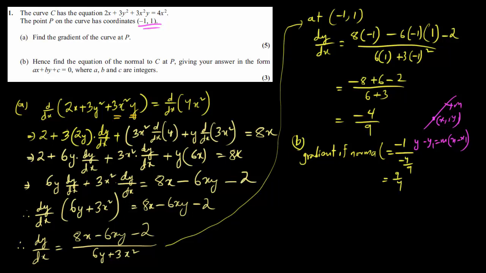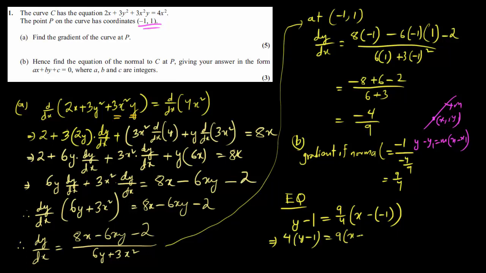That is the gradient of the normal, and the equation would be y minus y1, which is 1. So the x coordinate is minus 1, y coordinate is 1, equals the gradient, which is 9 by 4, times x minus x1, which would be x minus minus 1. Now we have to express the answer in a particular format, so we need to simplify. Let's cross multiply. 4 into (y minus 1) equals 9 into (x plus 1). Minus and minus becomes plus. So this would be 4y minus 4 equals 9x plus 9. And it turns out to be minus 9x plus 4y minus 13 equals 0.